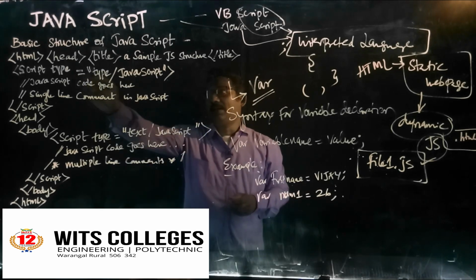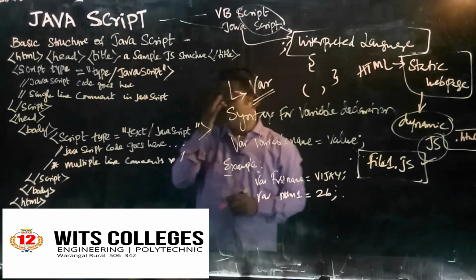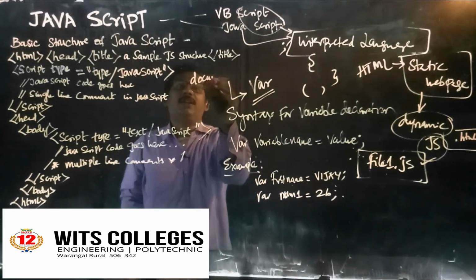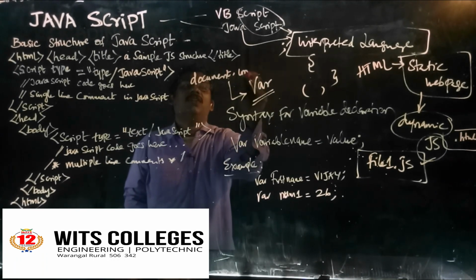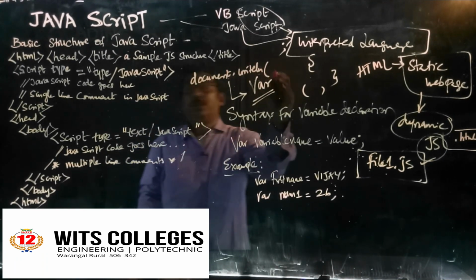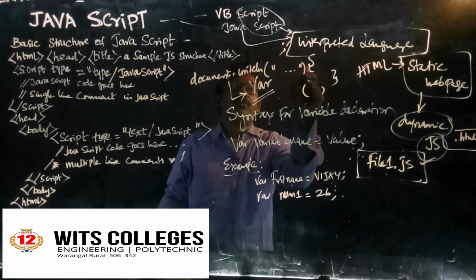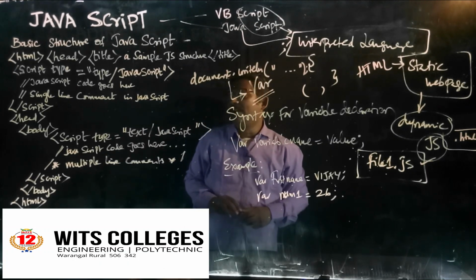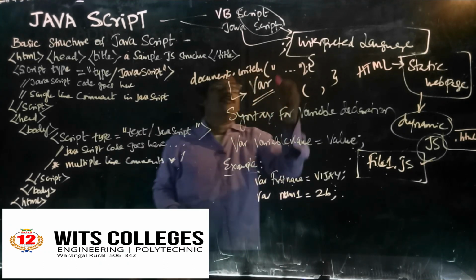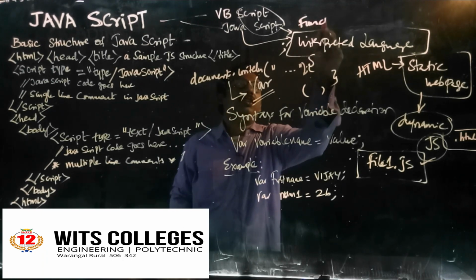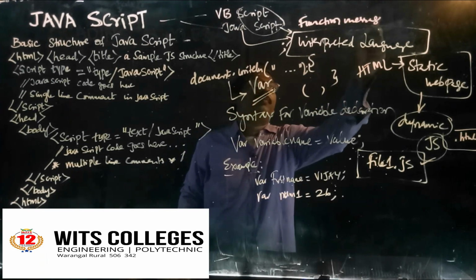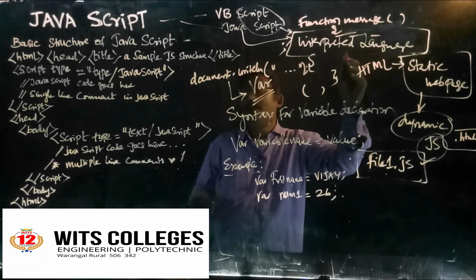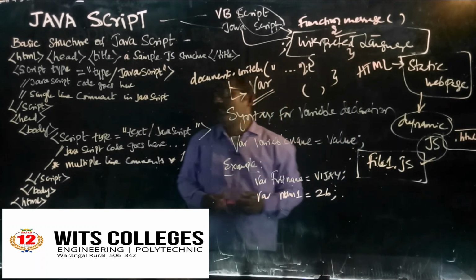The output will be given with document.writeln. Then in double quotes, whatever you want you can give, close this, and a semicolon. This is the output statement. A function is used with the function name, opening parentheses, then curly braces, whatever code you give inside, then close it. So this is about functions.